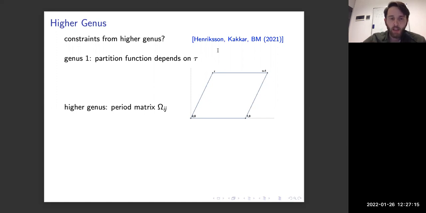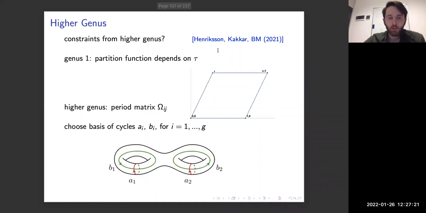At higher genus, the generalization of this is called the period matrix, and it's defined this way. We choose a basis of cycles where the intersection numbers between A and B cycles are delta functions. This is just obviously a genus 2 example.